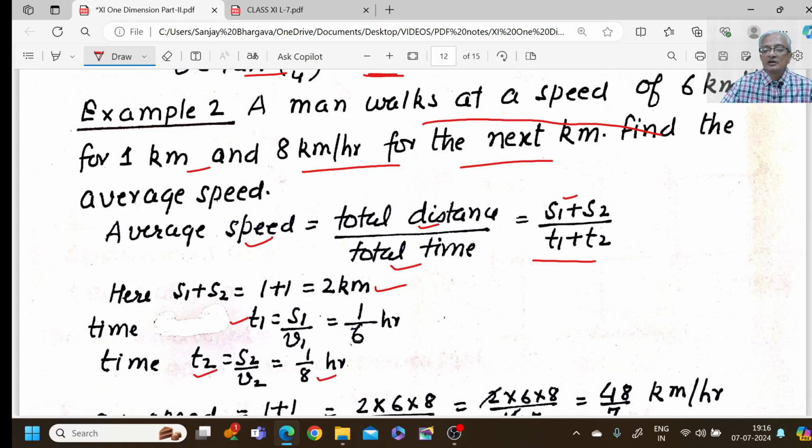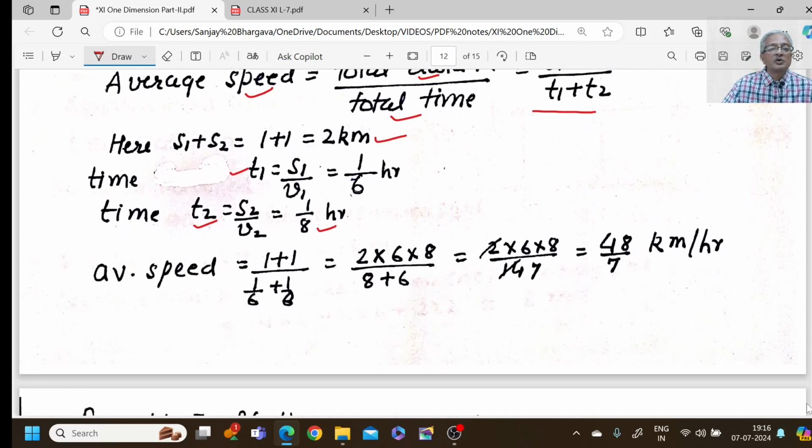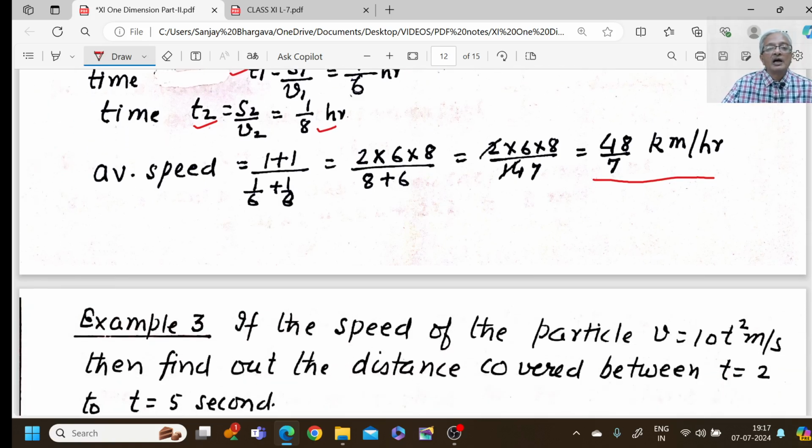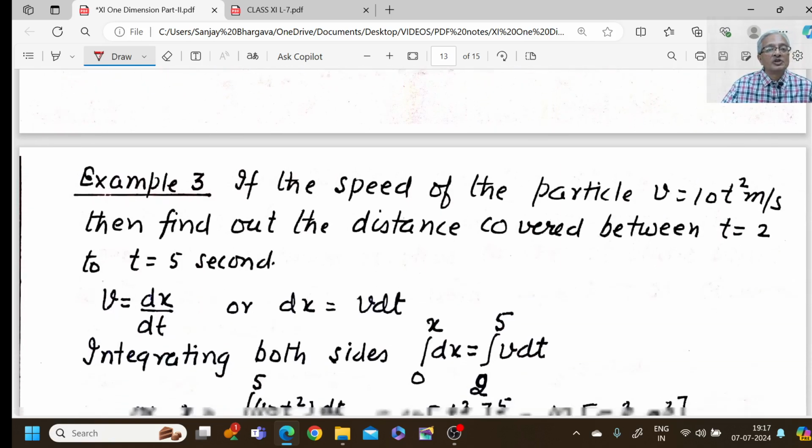So just put in the relation S1 plus S2 upon T1 plus T2. So this would be 1 plus 1, 2, upon 1/6 plus 1/8, which on simplification gives 48/7 km per hour. So that's the average speed, given by the harmonic mean of the two speeds.